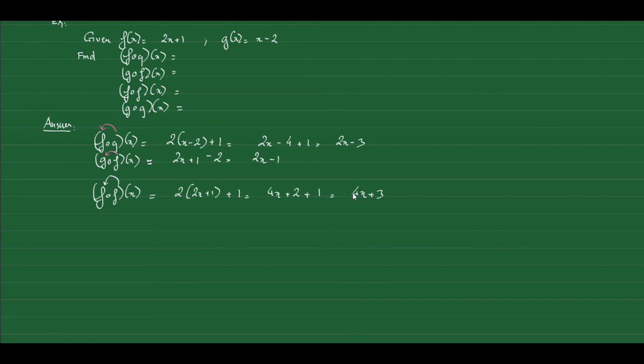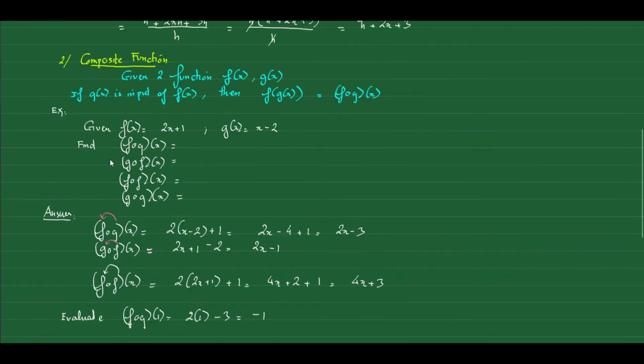Okay, all right. And you can also evaluate. What if I want to evaluate f composed with g at 1? Then you just plug 1 in here. So you have 2 times 1 minus 3, which gives you negative 1. See, that's it. That's how you compose between two functions.